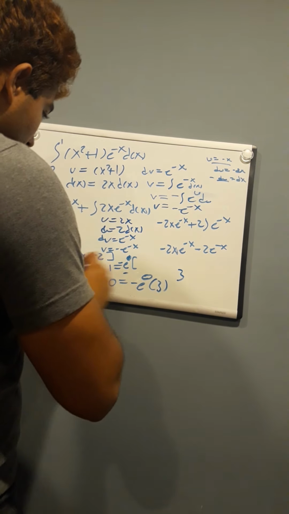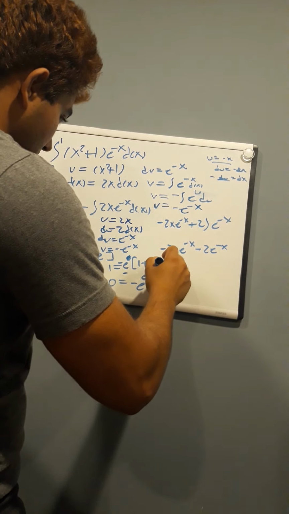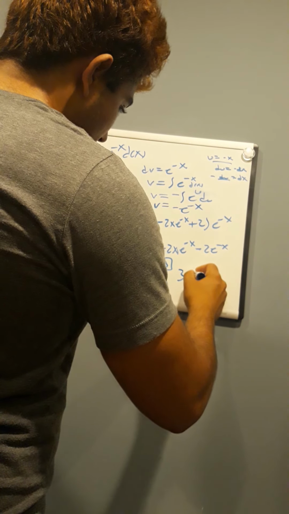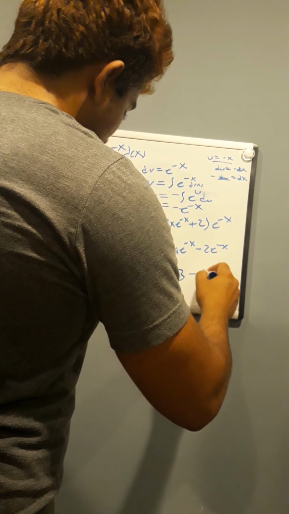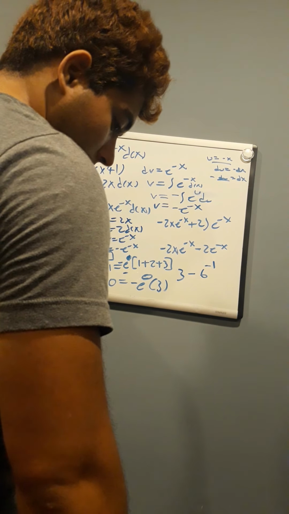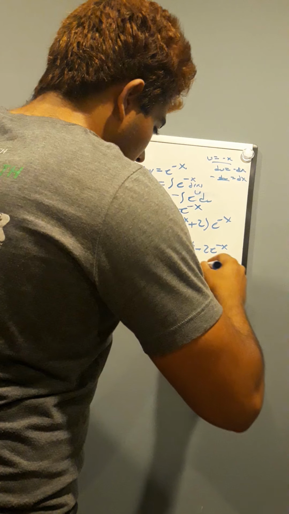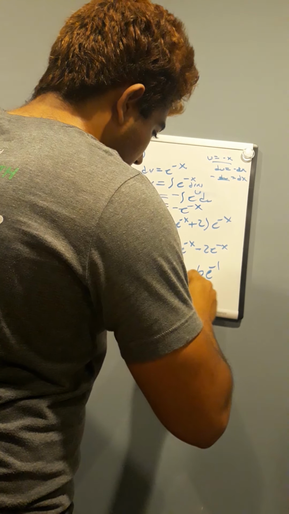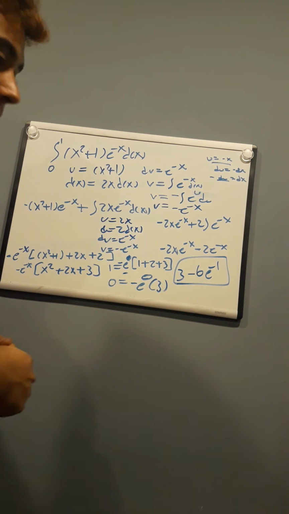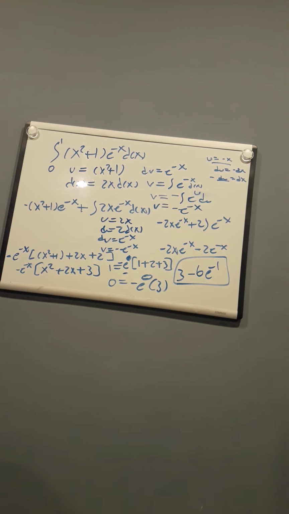And then over here, this is to the 0, to the 1, and this is going to be 1 plus 2 plus 3, so you're going to have 6. So this is going to be minus 6 e to the negative first power. That is your integral for this answer. Take a look-see. Looks pretty good.